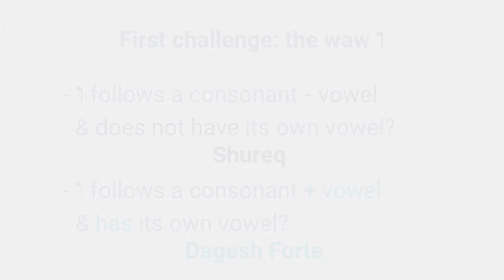Here's an example of a Shurek. Hu, which means he. As you can see, there's no vowel under the preceding He, nor under the Vav. So it is a Shurek and hence a long U.